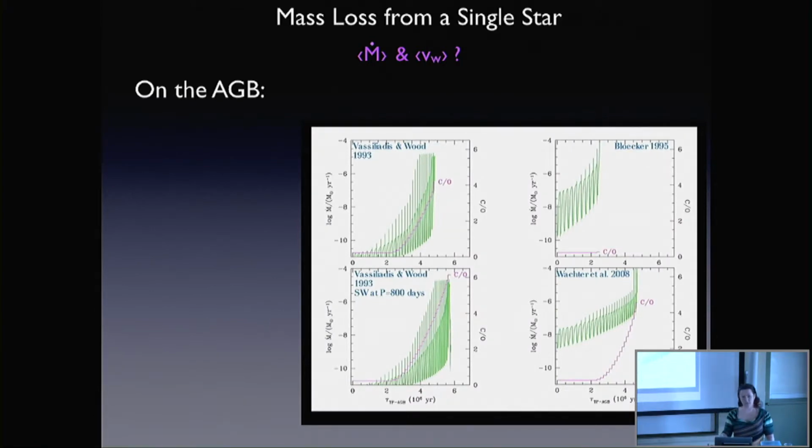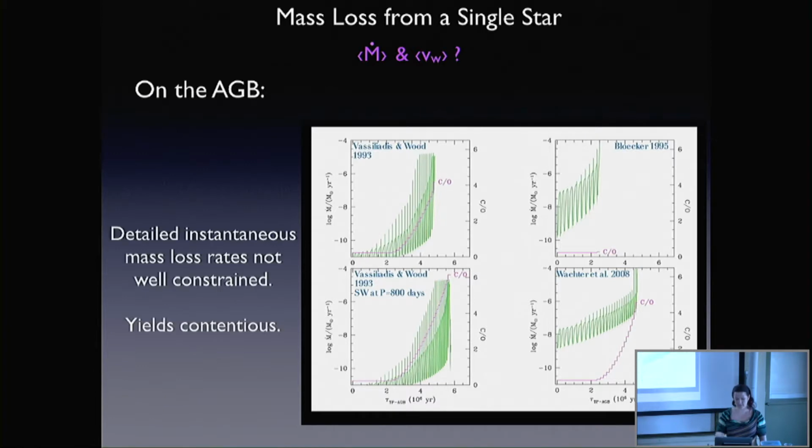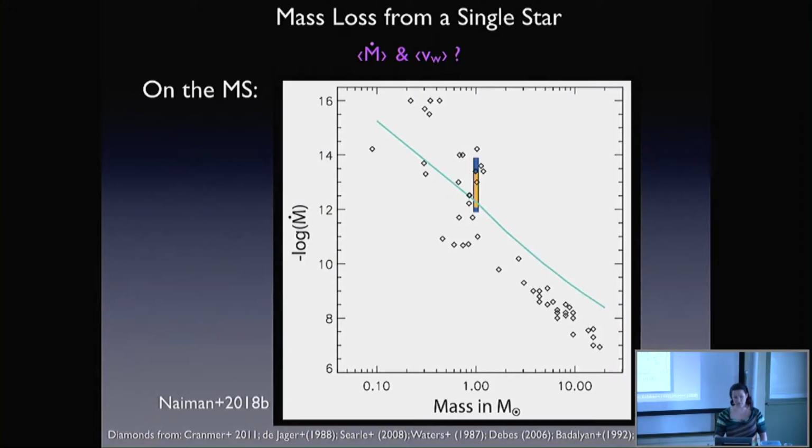So specifically on the AGB branch, but also in other branches, the detailed instantaneous mass loss rates are not very well constrained. So these are a few different models, and you can see that there's all of these. This is a thermal pulsing AGB branch, and so when and how those pulses happen is very different, and also the yields from those things are contentious as well. And on the main sequence, you'd think it would be better, but you'd be wrong.